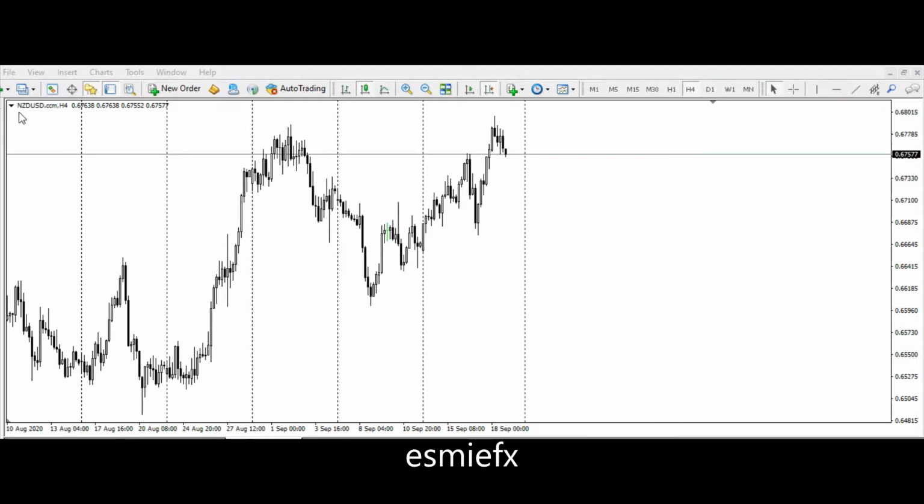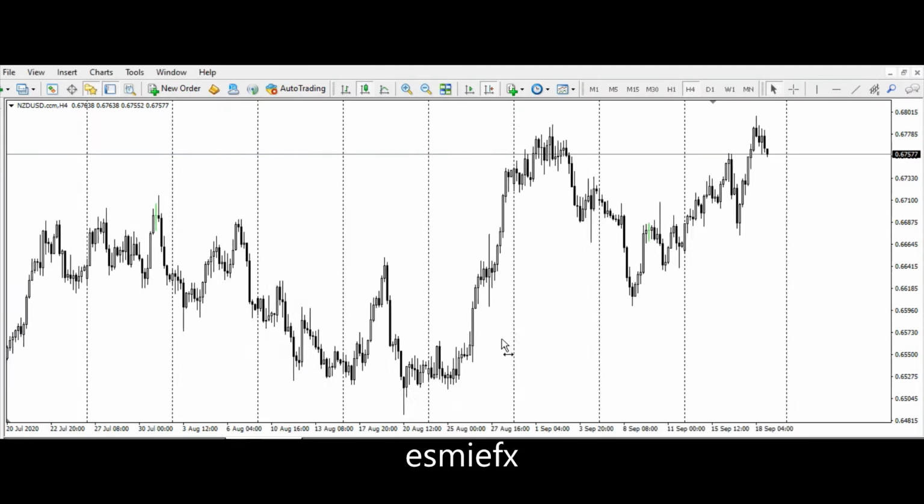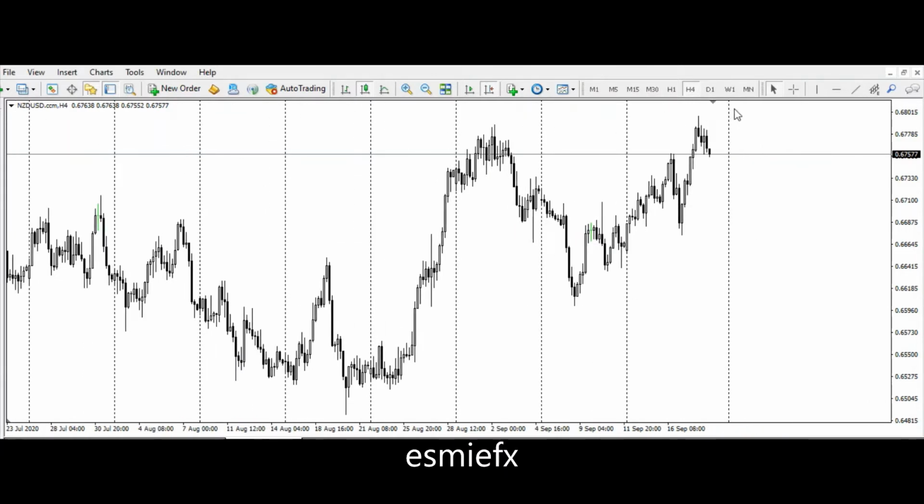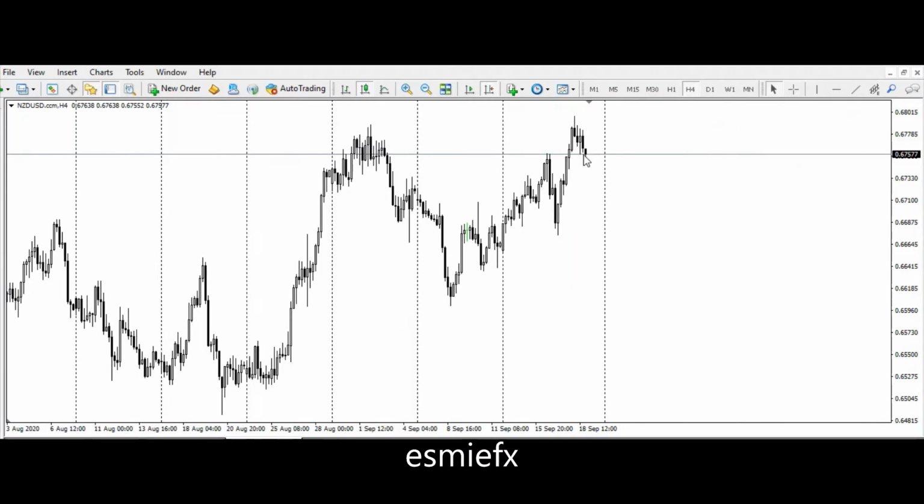This is Kiwi, 4 hour. Let's draw a trend line. This is the price action for the week just completed, and this was for the previous week. So draw a trend line here because price was dropping, making a lower high, and was dropping to a lower low.